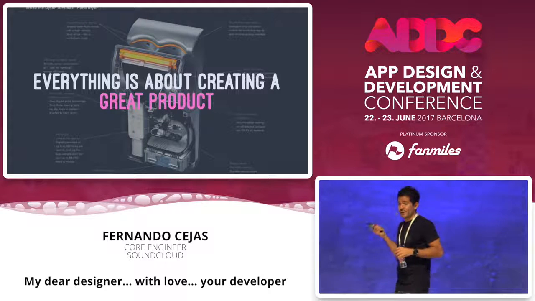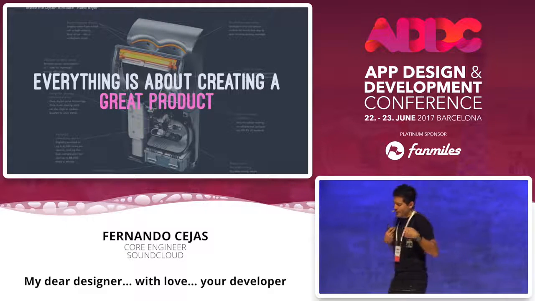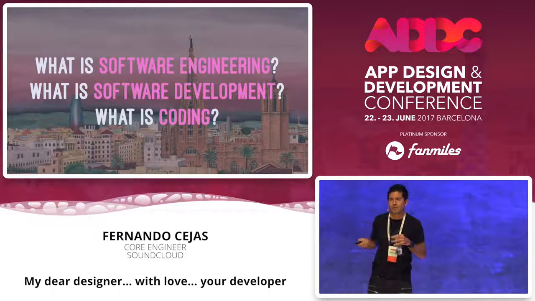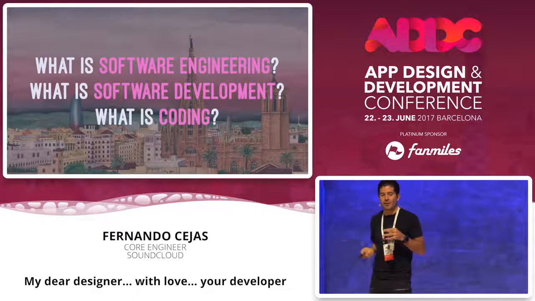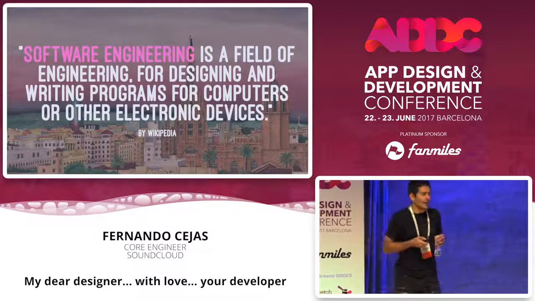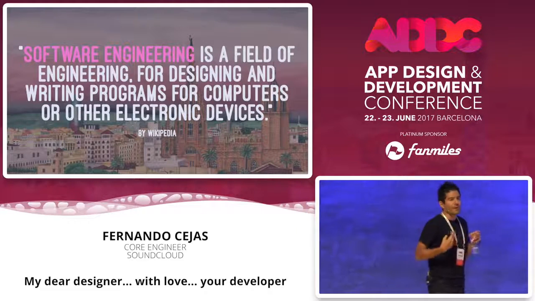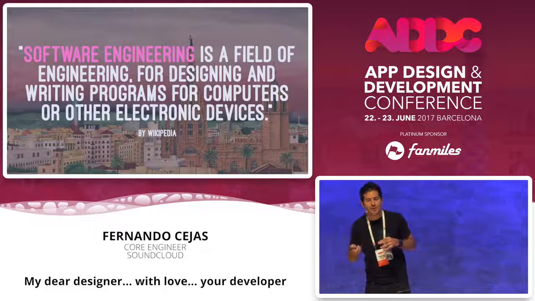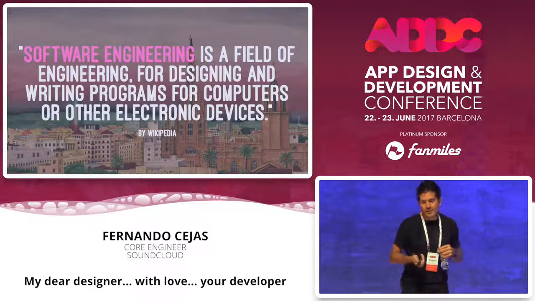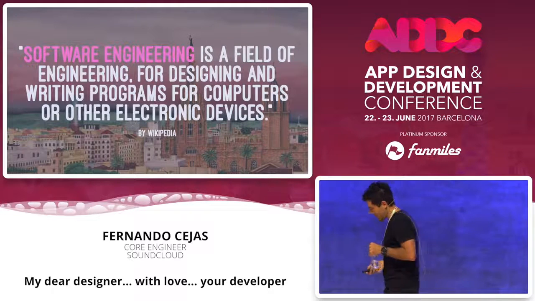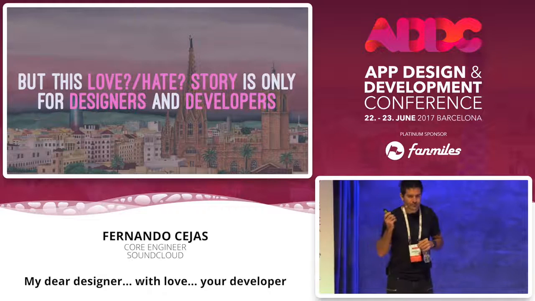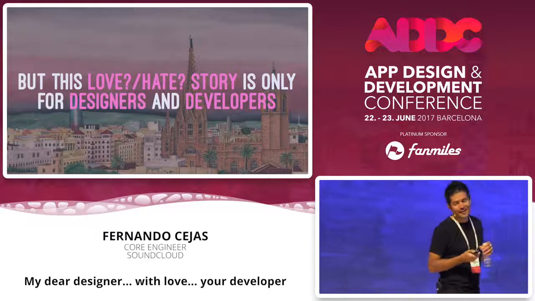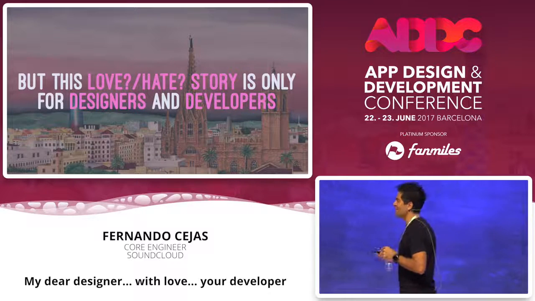But when it comes to software development, maybe it's because I'm a software developer, it was way easier to define what a software engineer is. We have a software engineer, we have a software developer, what is coding, concepts that are very normal for me, and I think it's not very hard to understand. This is how Wikipedia defines software engineering. I'm not going to dive deeper into it, but I wanted to put it there for extra information. But again, this is, I would say, a love-hate story between designers and developers.